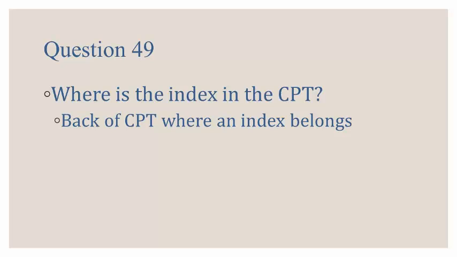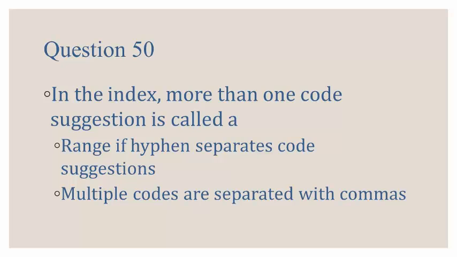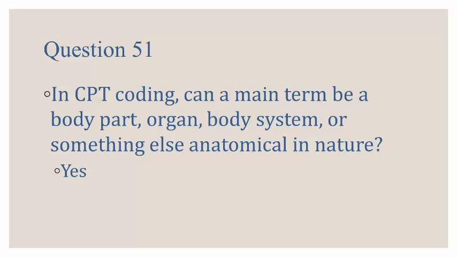Where's the index of the CPT? It is in the back of the CPT as an index should be. Question 50. In the index of the CPT, more than one code suggestion is going to be identified by a comma or a hyphen. Commas will separate multiple codes, and a hyphen will separate a range. Question 51. In CPT coding, can a main term be a body part, organ, body system, or something else anatomical in nature? The answer is yes.